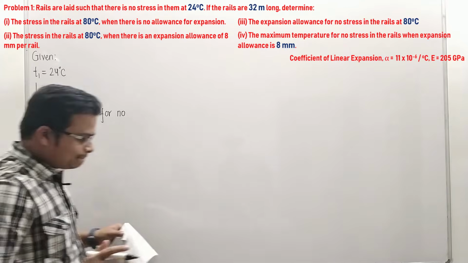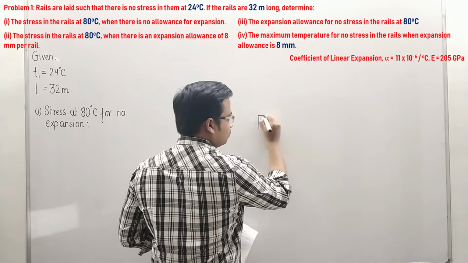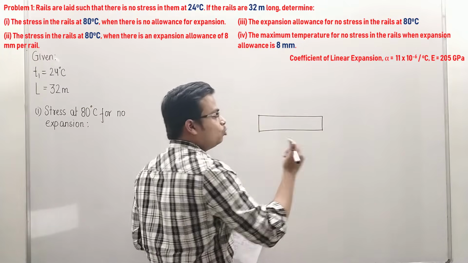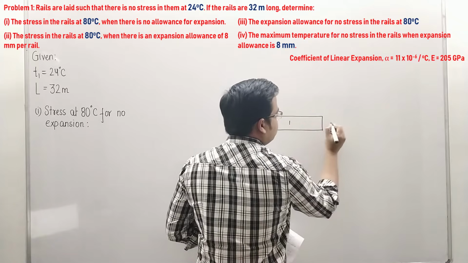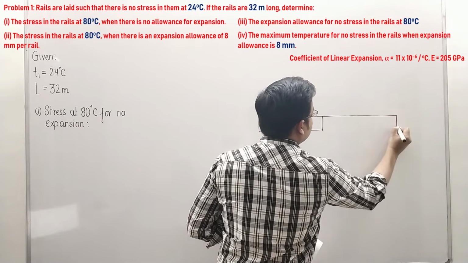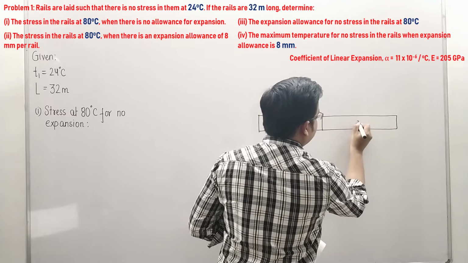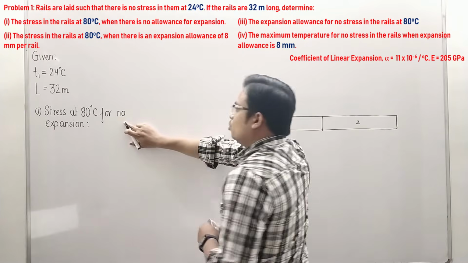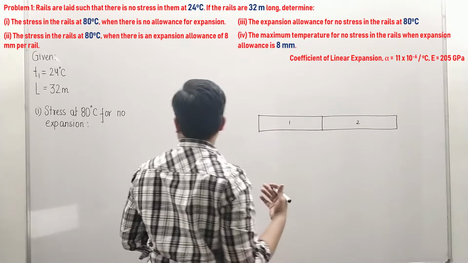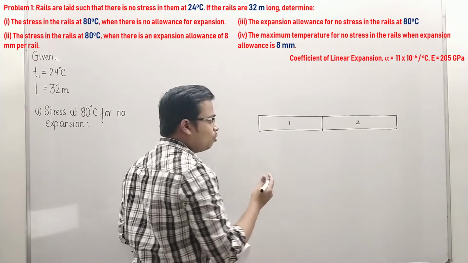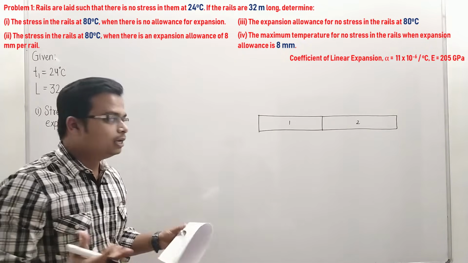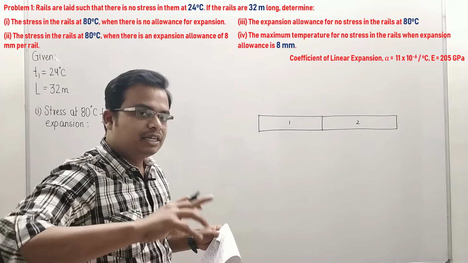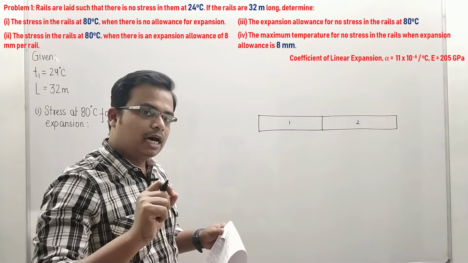Just take a look at this. The railway track is something like this. Let's say this is a rail, and there is no provision for expansion. This is railway track 1 and this is track 2. Let's say there are two rails attached, and there is absolutely no space in between them, which has been clearly said. No allowance for expansion. What would happen? Obviously, some stresses are going to develop. What kind of stresses? It will try to expand, but it won't be able to do so. So the stresses developed are thermal, and those thermal stresses are compressive in nature.